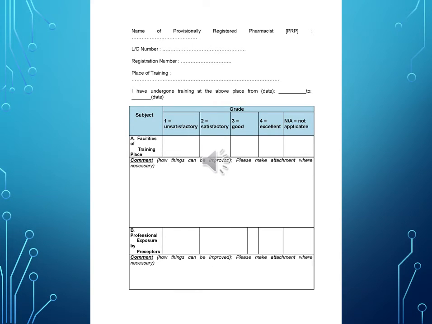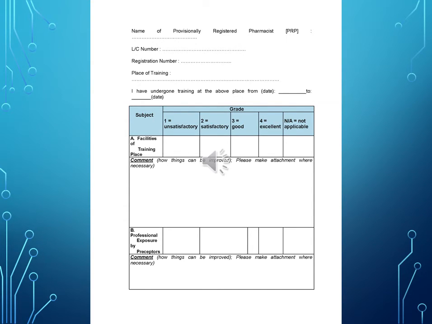Appraisal of preceptors. Name of provisionally registered pharmacist. L/C number. Registration number. Place of training. I have undergone training at the above place from date. 2. Date. Subject. Grade: Unsatisfactory, Satisfactory, Good, Excellent. N/A = not applicable.